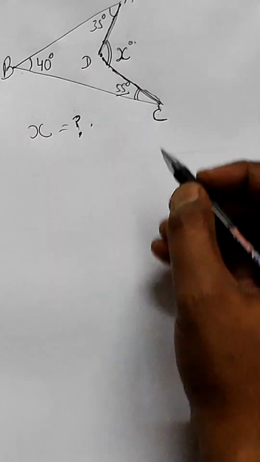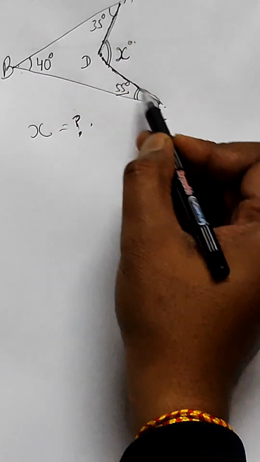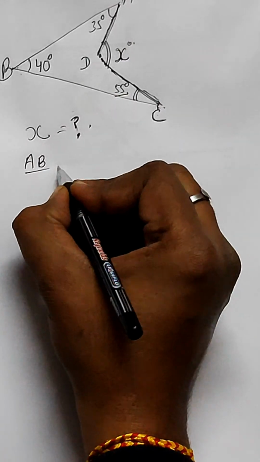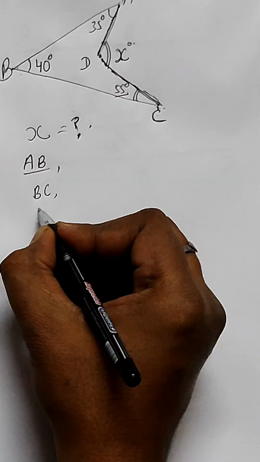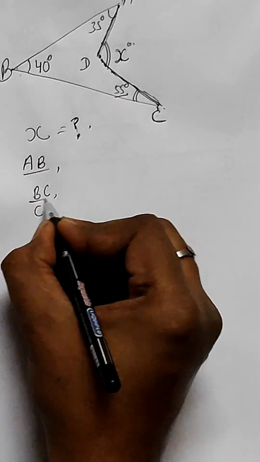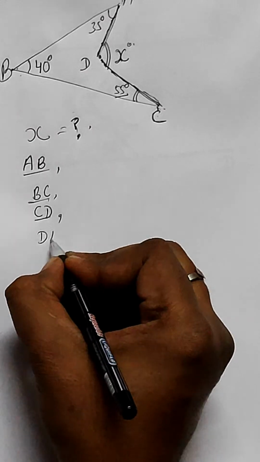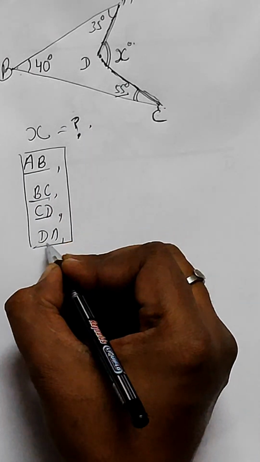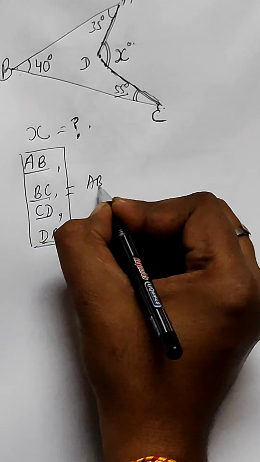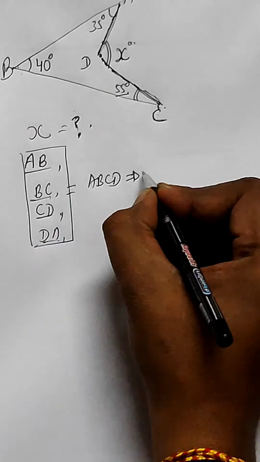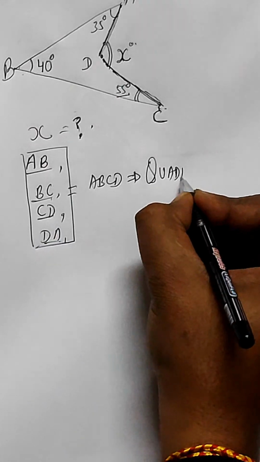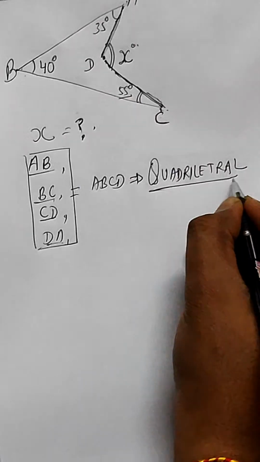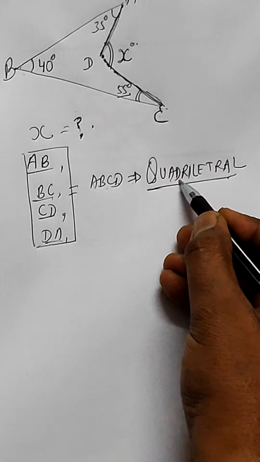Let us see. Since A, B, C, D, you can see AB is one line, BC is another line, CD is third line, and DA is fourth line. So it's a closed figure with these four lines. So ABCD is considered to be a quadrilateral, isn't it? Right. So ABCD can be considered as a quadrilateral.